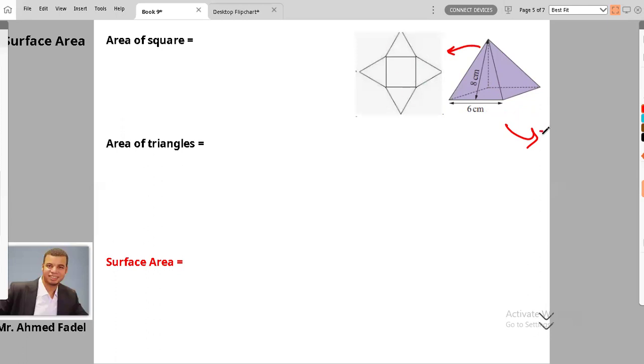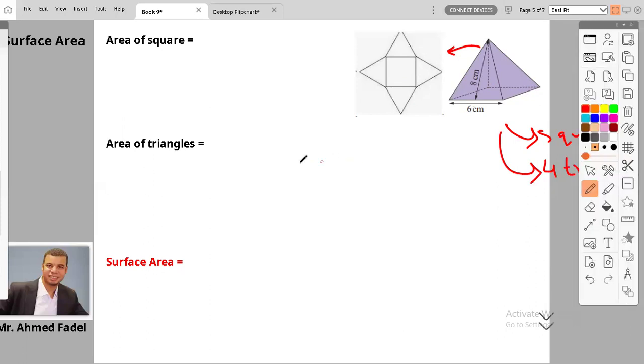So, a square and four what? Triangles. All right. So in order to find the surface area, I need to find the area of this square, and then I find the area of this triangle, multiply it by 4, and then I add all of them up, and this is going to give me exactly that surface area. All right, so let's start.